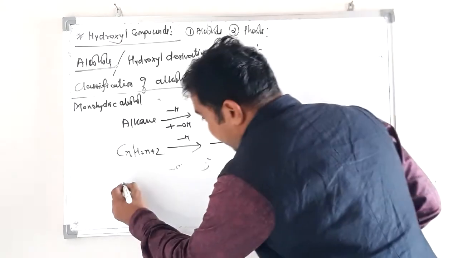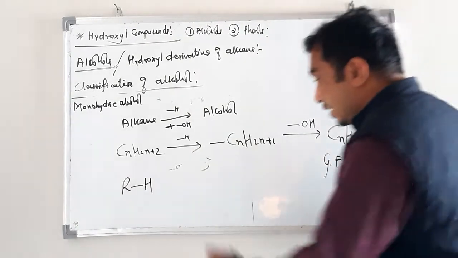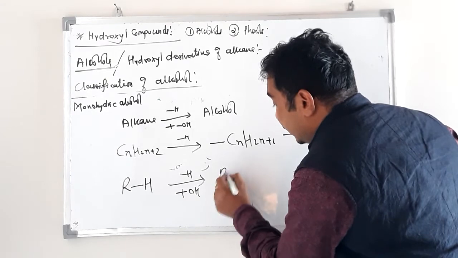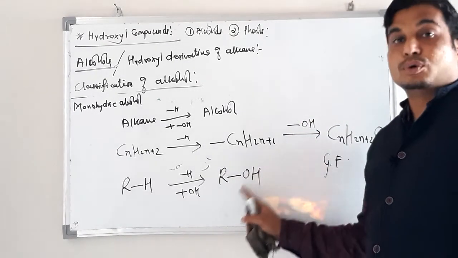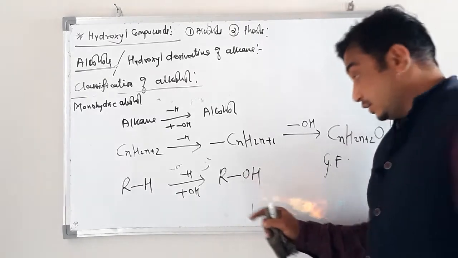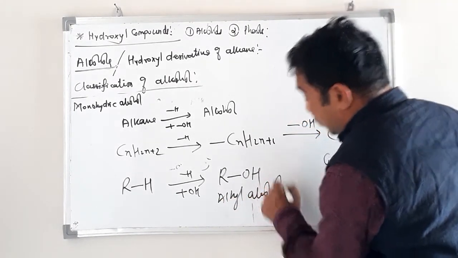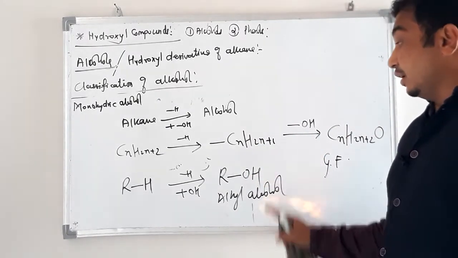Similarly, we know alkane is represented by R-H. Remove one hydrogen and attach one OH group, then R-OH. This is the symbol of monohydric alcohol, alkyl alcohol. So R-OH, this is alkyl alcohol.